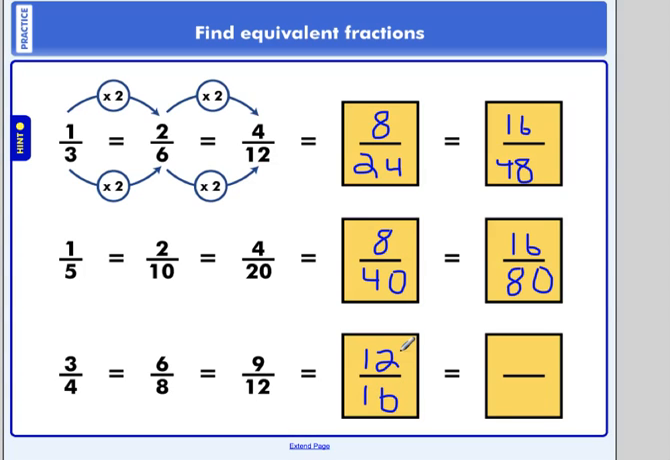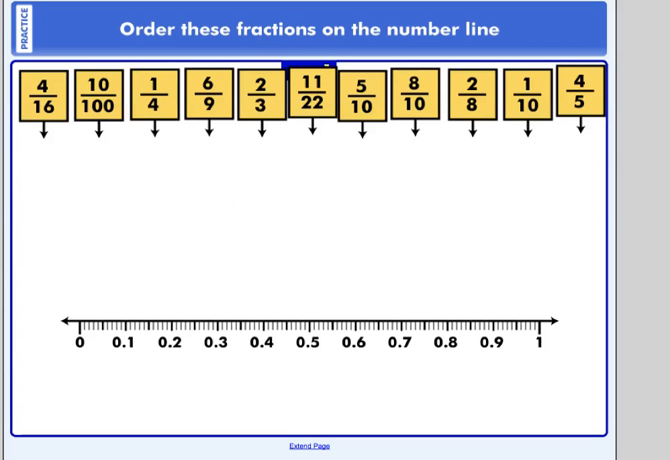Or I can build from here. I could multiply both of these by something. Let's say I wanted to multiply them by 2. 12 times 2 is 24. 16 times 2 is 32. This whole row has fractions that are equivalent. Sometimes it's just a little bit trickier to look for the equivalencies.